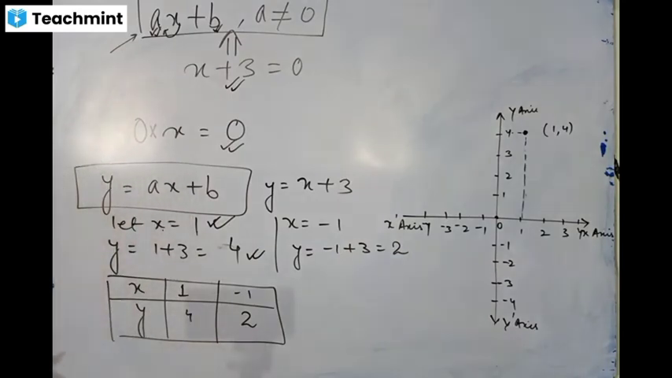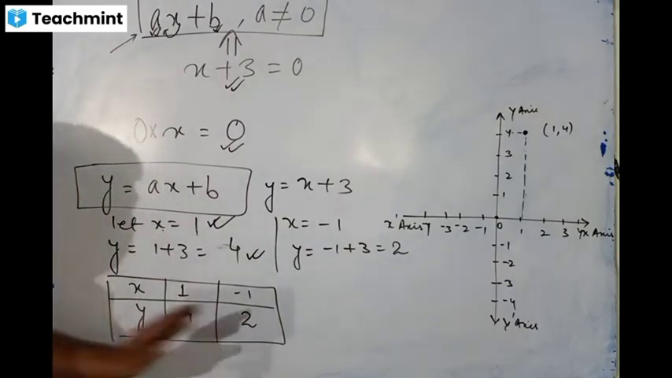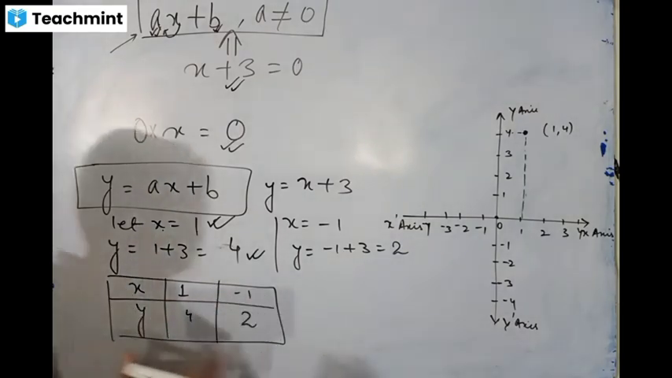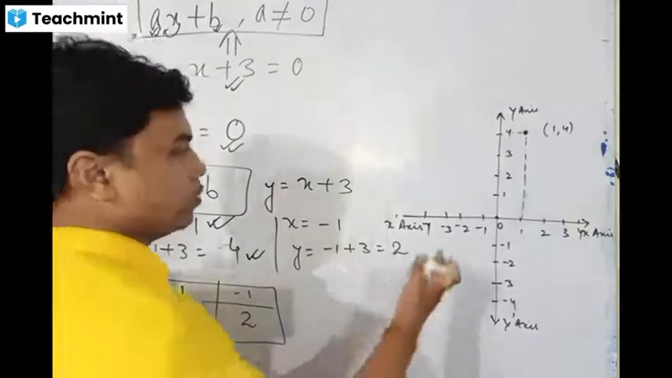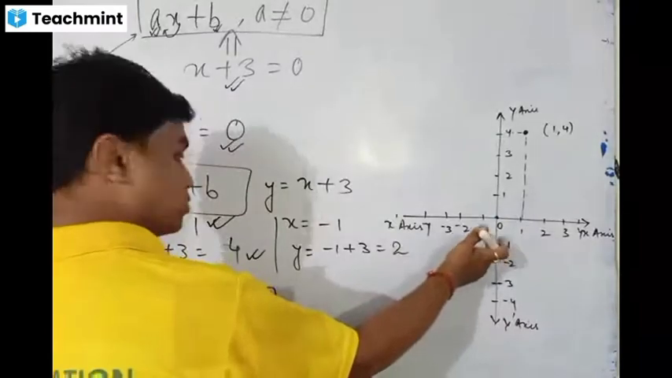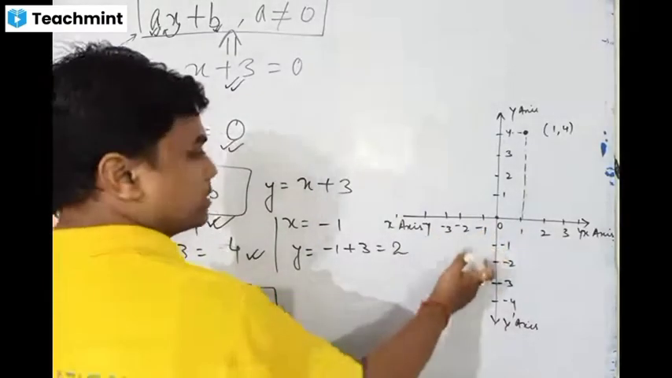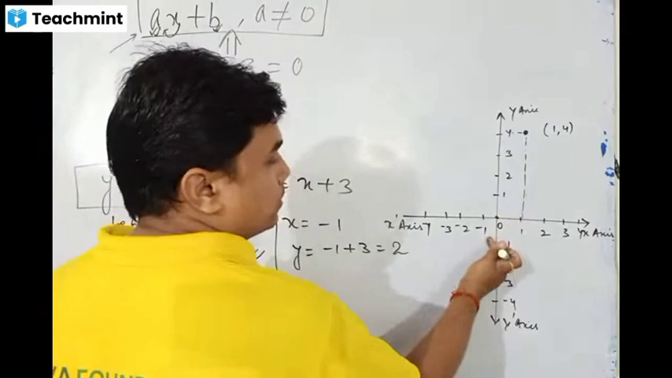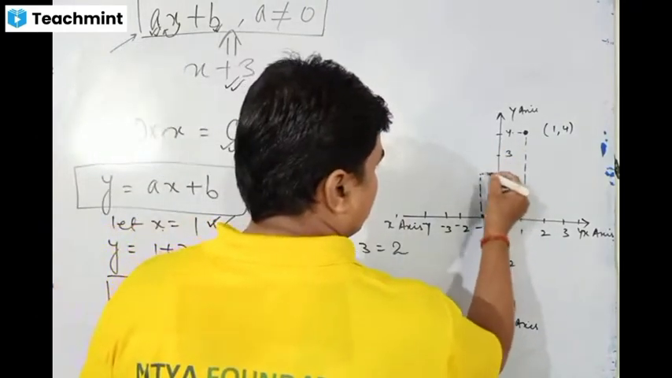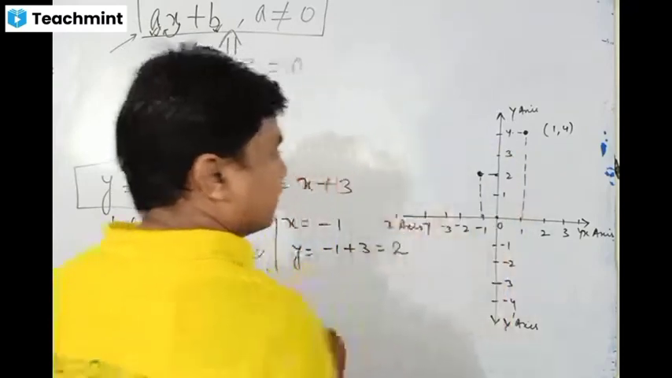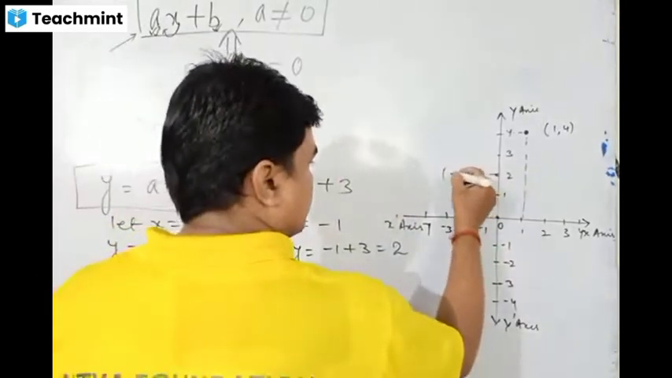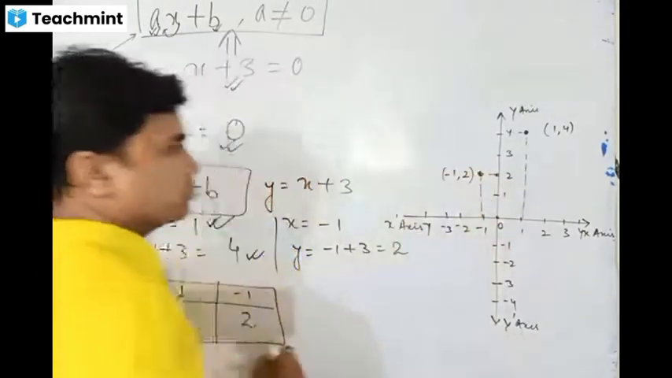Okay, now the second value is given, that is minus 1, and the value of y is 2. So where is minus, meaning the negative value of x? It is here. So the value of x is minus 1, and the value of y is 2. So this is minus 1 and 2.